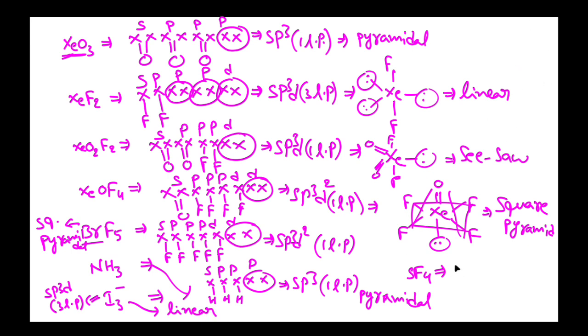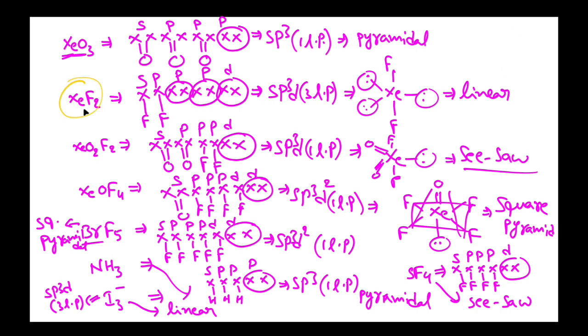In the SF4 molecule, the sulfur atom belongs to the 16th group, with 6 valence electrons. It is bonded with 4 fluorine atoms and 1 lone pair is there. That is sp3d with 1 lone pair. Originally sp3d with 1 lone pair is a seesaw arrangement.